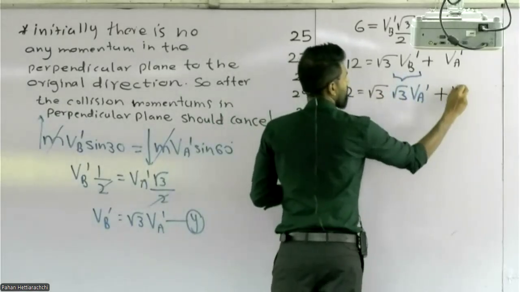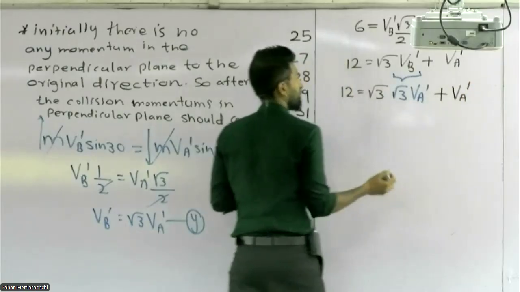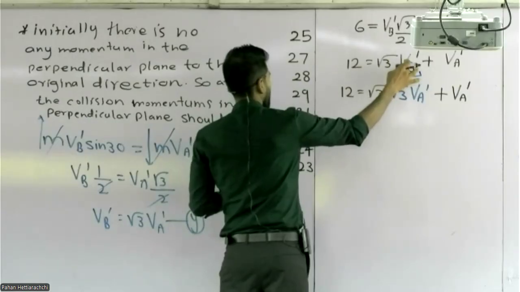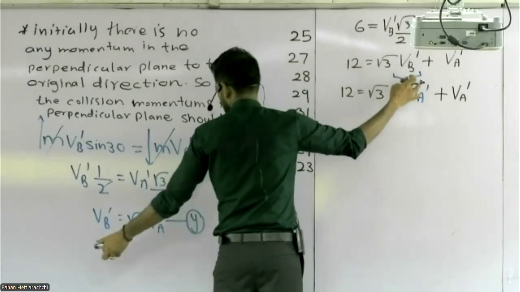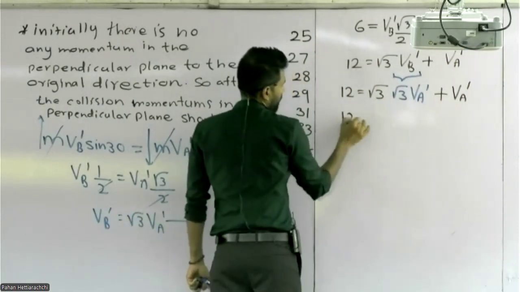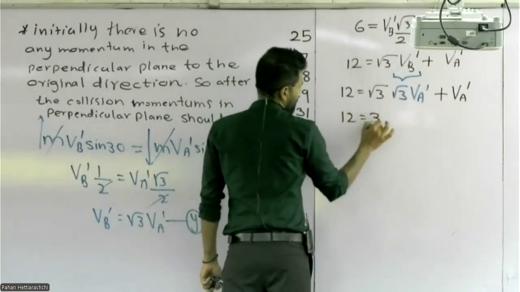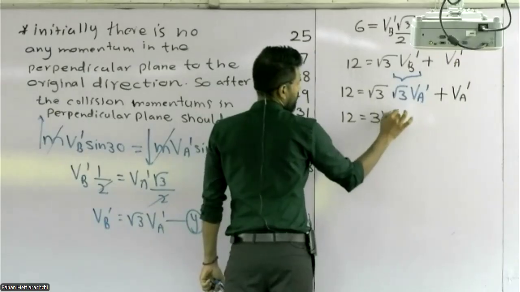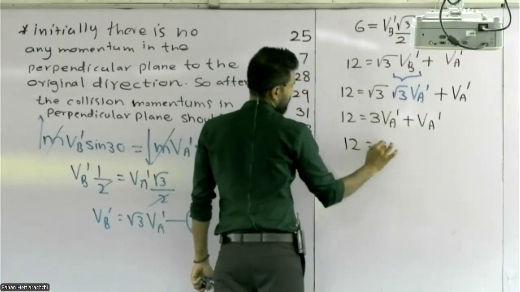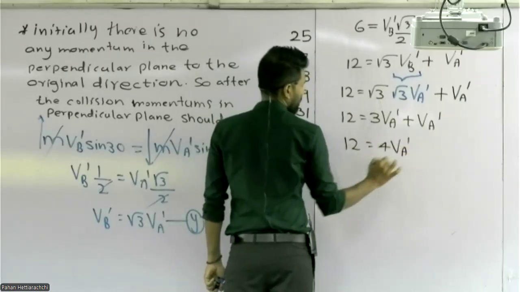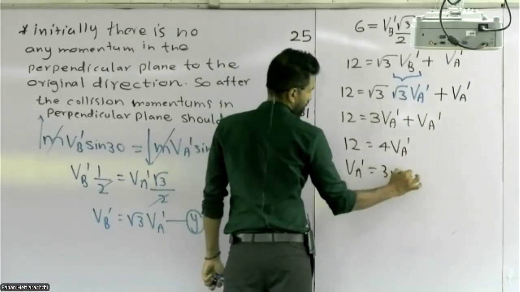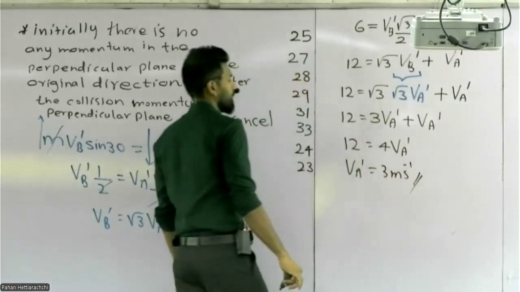12 is equal to root 3 VB dash plus VA dash. VB dash is substituted from the second equation. Root 3 into root 3 is 3 VA dash, plus there's another VA dash. 12 is equal to 4 VA dash. So VA dash is equal to 3.